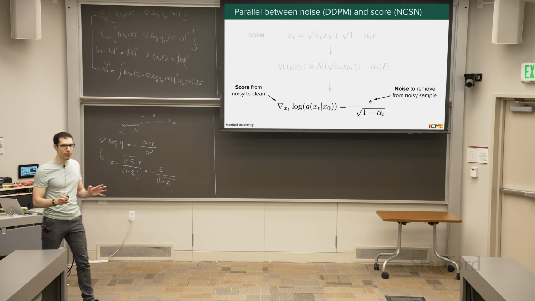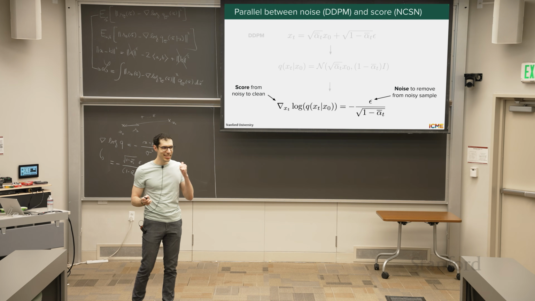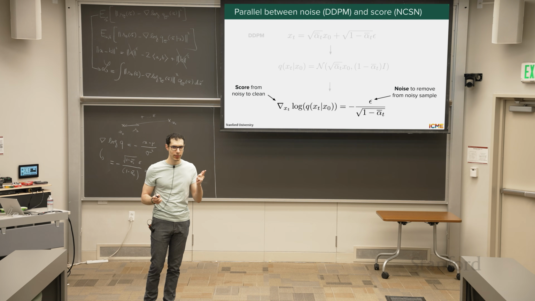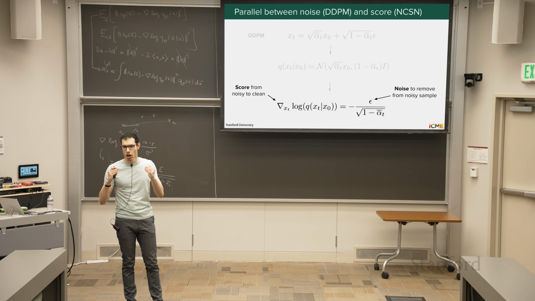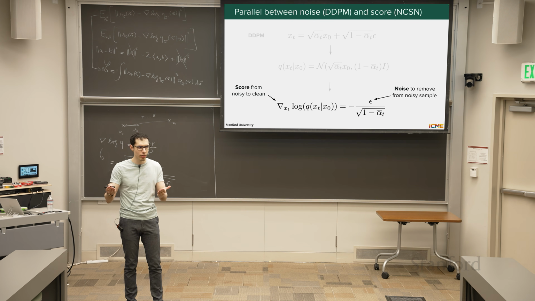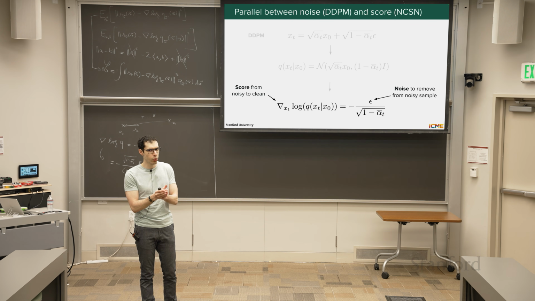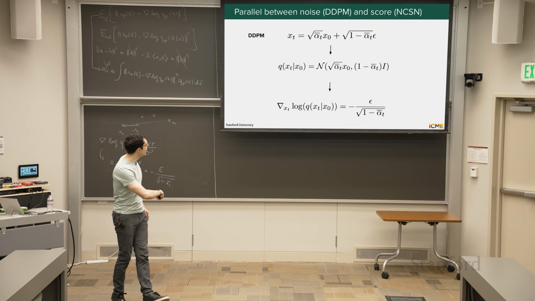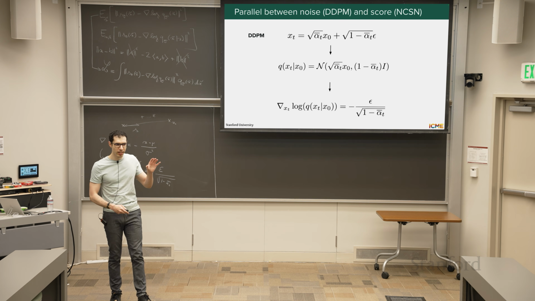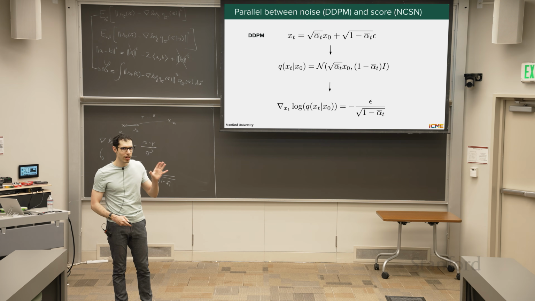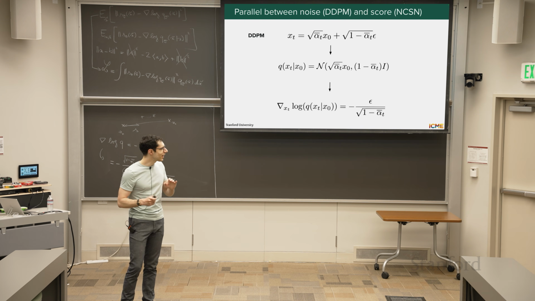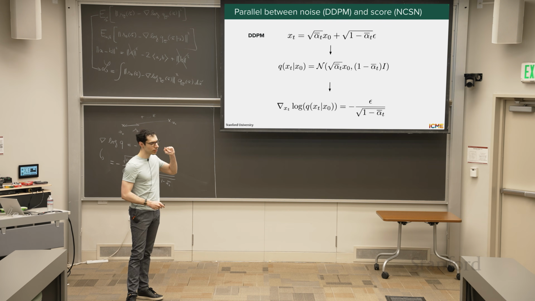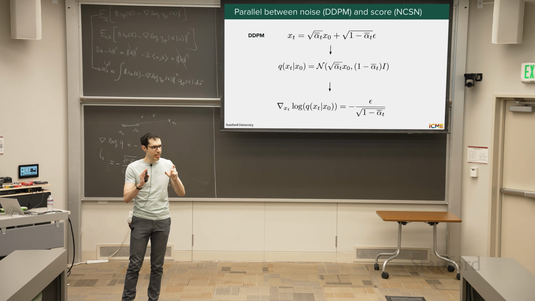OK, cool. So this is just to give you a parallel between NCSN and DDPM. These two methods are just two different ways of noising your sample at the end of the day. Because one is taking some weighted average between the clean sample x0 and the noise, and the other one is just adding noise with just sigma.